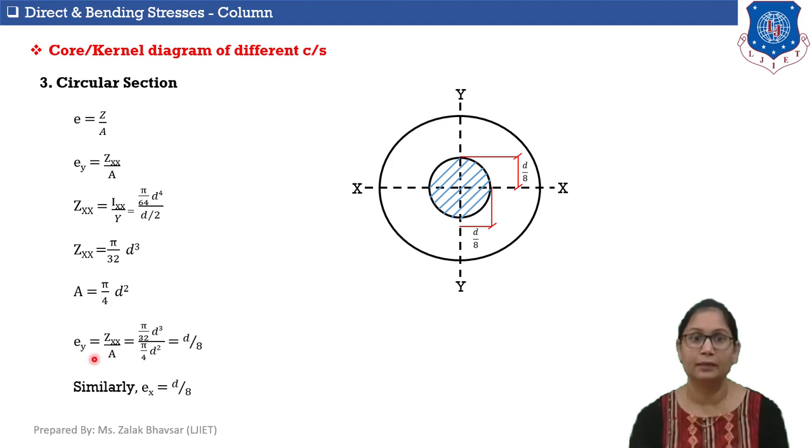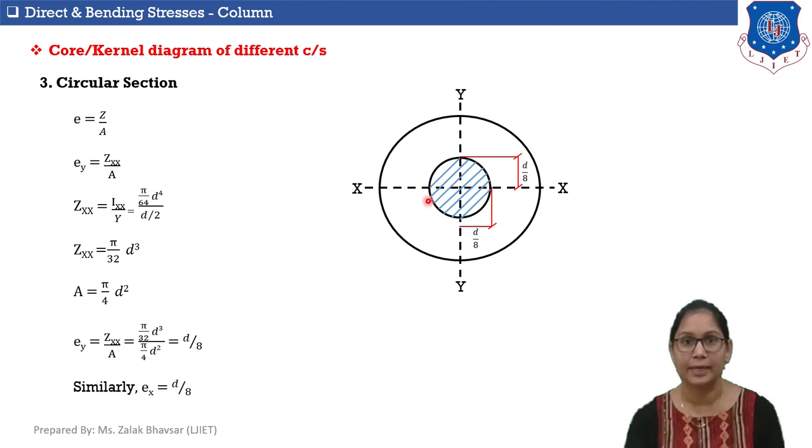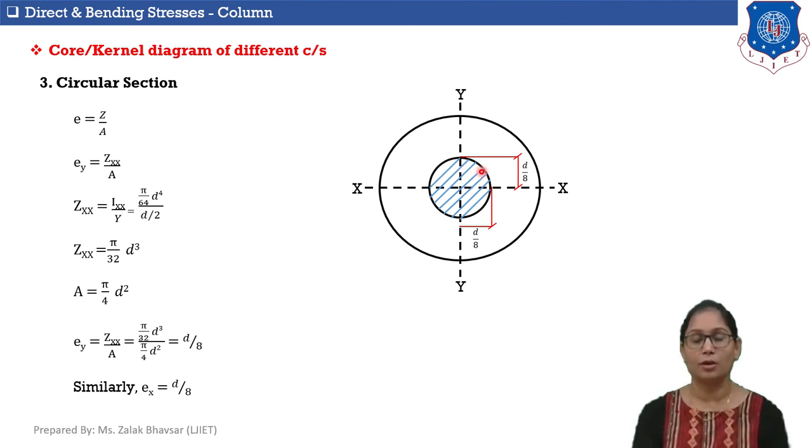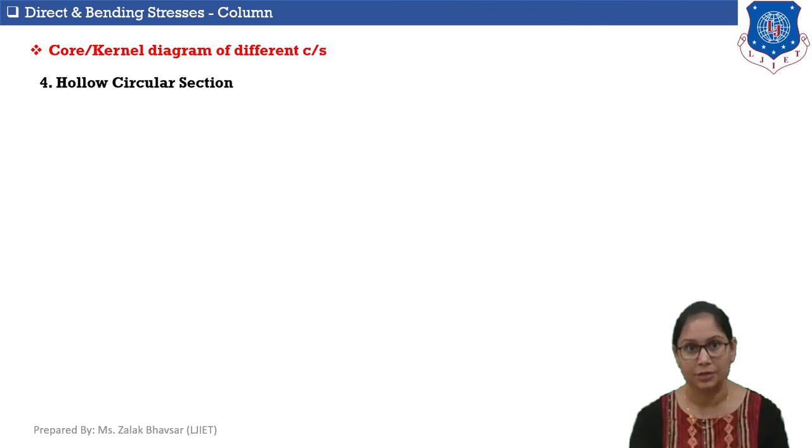So, I am getting ey is equal to Zxx upon A, where Zxx is equal to pi by 32 d raised to 3 and area is equal to pi by 4 d square. By solving it, I will get ey is equal to d by 8. Similarly, I am getting ex is equal to d by 8. So, by joining this, I am getting this central circular portion which is core or kernel of this circular section. Similarly, let's discuss core or kernel diagram for the hollow circular section.